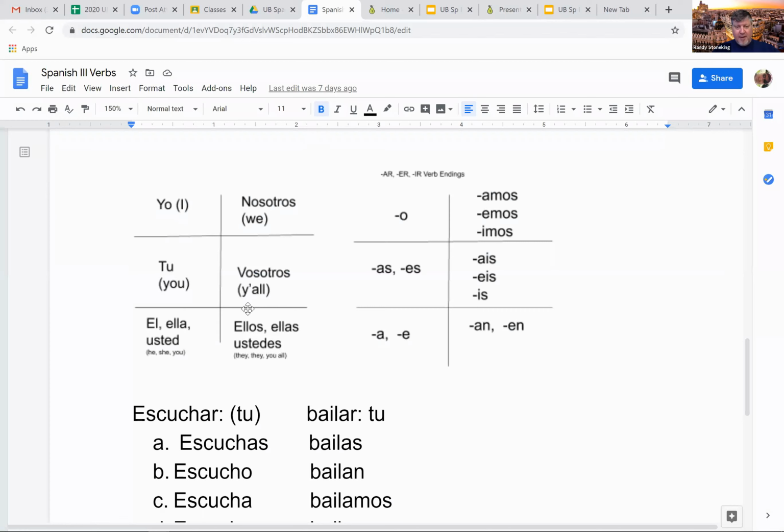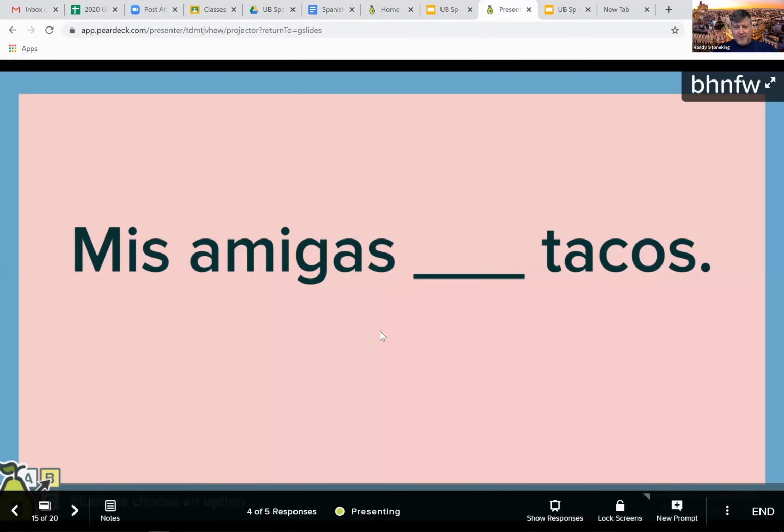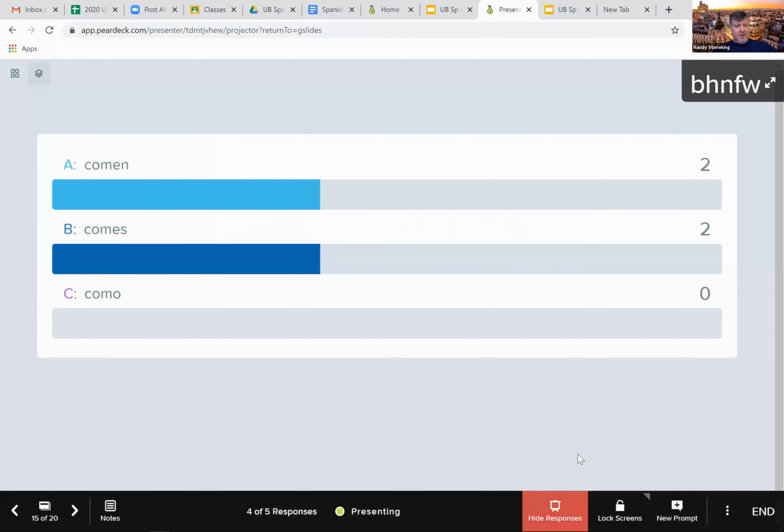So if we know we're in that bottom left-hand slot, when we come over to the right chart, we're going to use the left-hand slot again. We have the option of either AN or EN. Now, is the verb an AR verb or is it an ERIR verb? If we go back and look, comer is the verb. So which of those endings are we going to use? Let's check your responses there. Now we're getting there. So is it comen or comes?